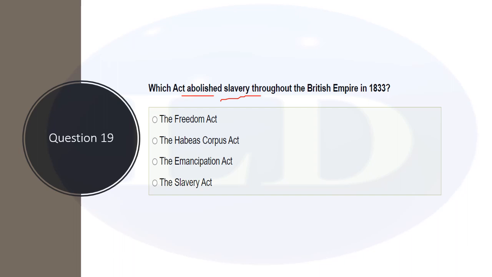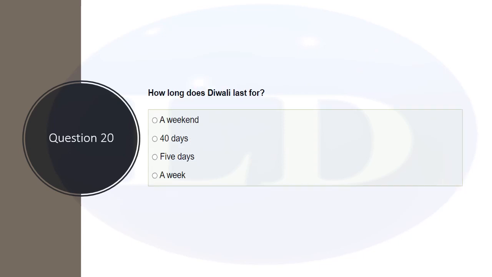Habeas Corpus, different thing. The Emancipation Act, emancipation means freedom, and Slavery Act, so very juicy options, but this is the right one. How do you remember that? British Empire, Empire begins with E, Emancipation begins with E, so slavery was abolished in the British Empire through the Emancipation Act. So you remember that connection.